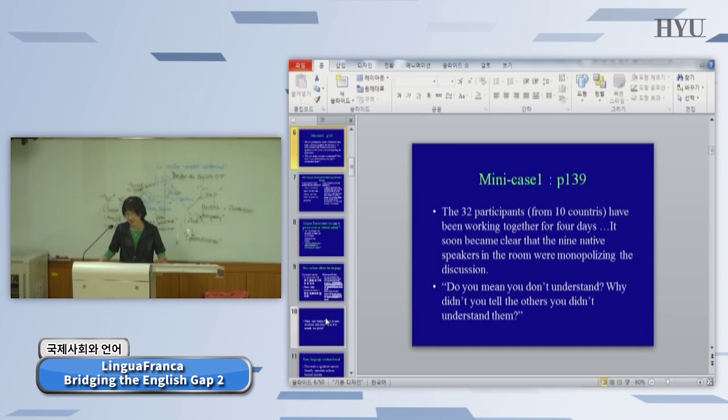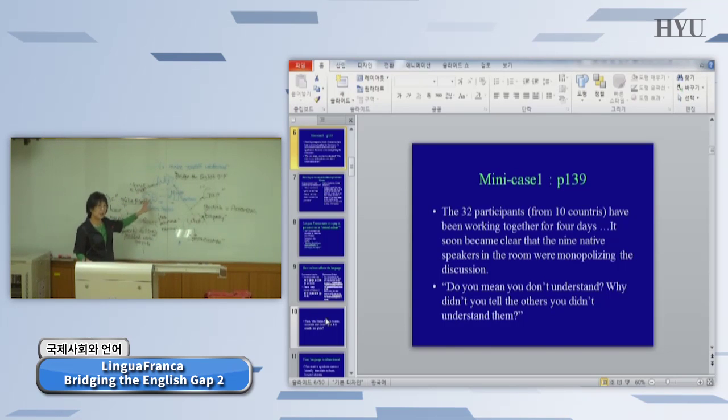So what's the problem? This is a mini case about what goes wrong when native speakers and non-native speakers gather together for an international meeting. When English is used as a common language in an international meeting, it's usually the native speakers who are talking a lot. The problem is that non-native speakers cannot understand what they are saying. Why? We have talked about the differences between OE English and native English, so we are going to discuss why it is difficult for OE speakers to understand L1 speakers.